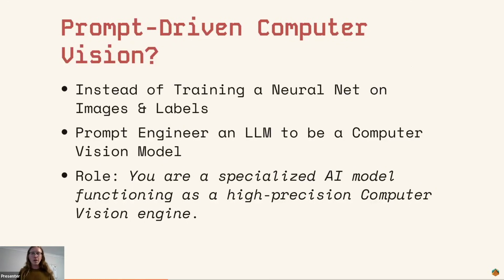So since we are using LLMs, now we've entered this space of prompt-driven computer vision. Instead of training a neural net on images and labels, we're going to prompt engineer an LLM to be a computer vision model. And that's pretty easy to do. You can give it a role within the system prompt and you say, you are a specialized AI model functioning as a high-precision computer vision engine. So this is one sentence long. That's pretty much as simple as you can get to tell this LLM to act as a computer vision model.